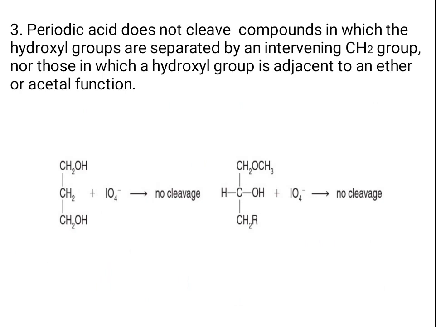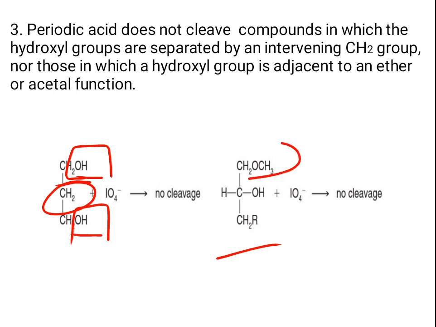Periodic acid does not cleave compounds in which the hydroxyl groups are separated by an intervening CH2 group, nor those in which a hydroxyl group is adjacent to an ether or acetal function. So you can see that here is OH, here is another OH, but periodic acid cannot oxidize this compound because this OH is not on the adjacent carbon. These are separated by this CH2 group. And in this case, this one is the OR, that means OCH3 group, and this one is the OH. So periodic acid cannot oxidize this compound either.